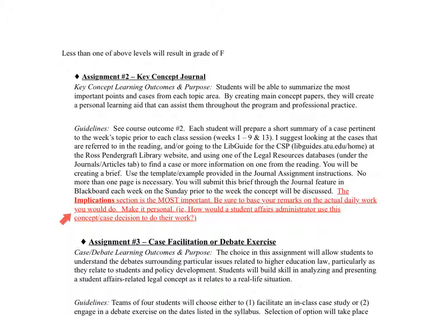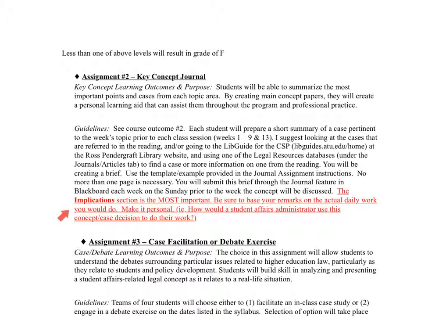I really want these to be made personal. I don't want them to be third person. I want you to look at a particular concept and think about how that concept impacts the work you do on a daily basis. So let's say you're working in, say, career services, and the concept we're looking at that particular week might be disability law or something like that.